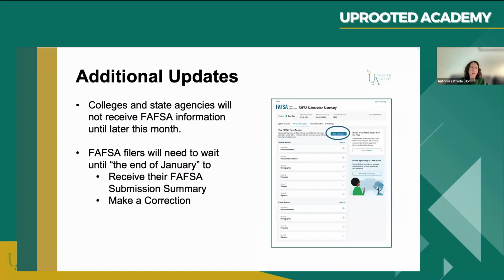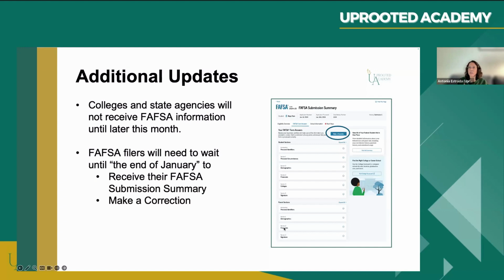So, additional updates. Colleges and state agencies will not receive FAFSA information from submitted forms until later this month. With colleges not receiving FAFSA data until later this month, it's expected that students will not begin to receive any financial aid offers until late February or March at the earliest. FAFSA filers, anyone who submitted their form or will be submitting their form shortly, will need to wait until the end of January to receive their FAFSA submission summary. This summarizes all the information that's submitted on the form. You see here a screenshot of what it would look like.